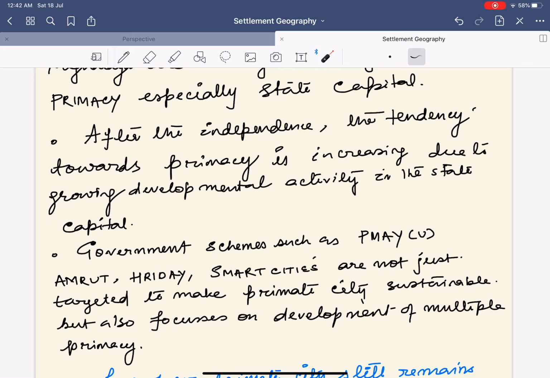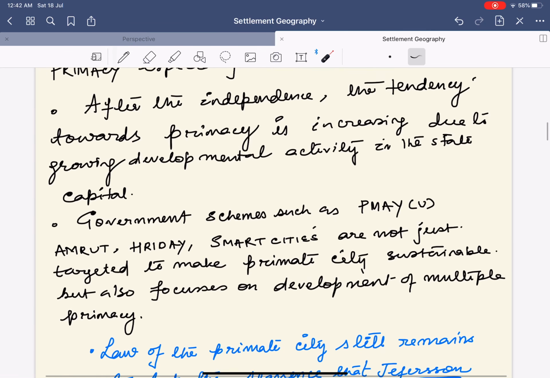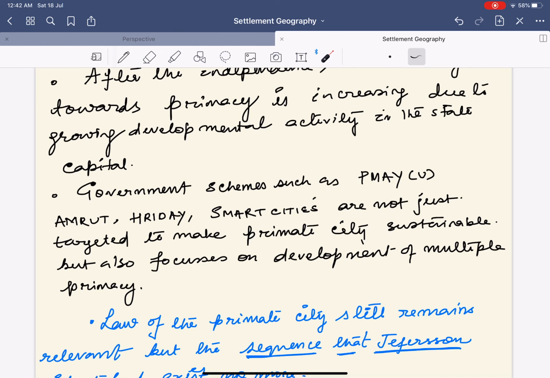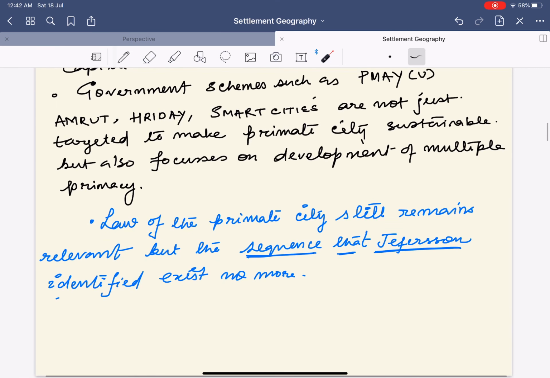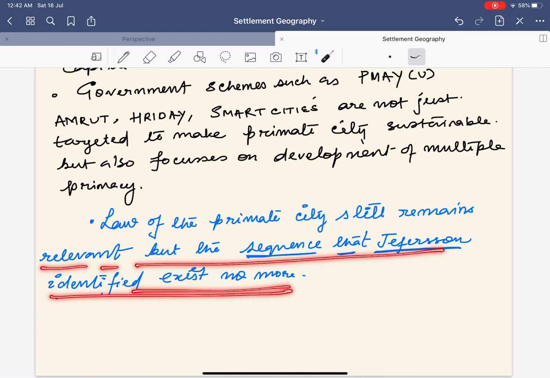Next, we have the government schemes such as the Pradhan Mantri Awas Yojana, AMRUT, HRIDAY, Smart Cities, which are not just targeted to make the primate city substantial, but also focus on the development of multiple primacy. Understand this. It says that all these government programs are now focusing upon multiple primacy so as to reduce urban congestion, and so as to reduce the slum population within the capital.